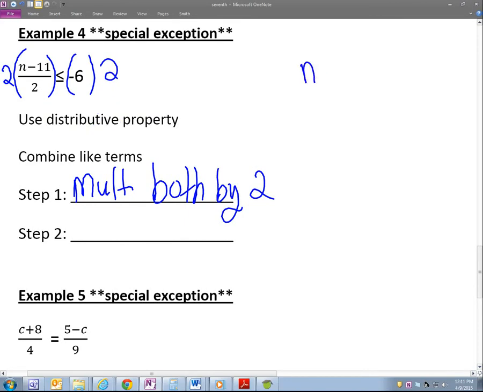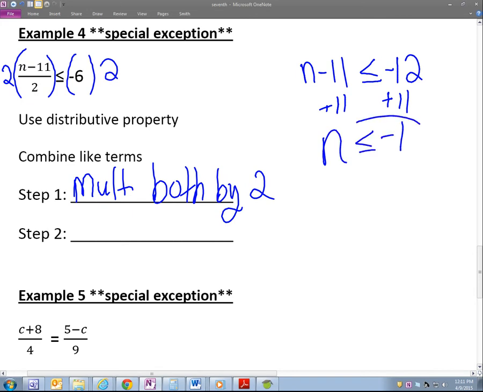So that leaves me with n minus 11 is less than or equal to negative 12. And the next step is going to be just add 11. So the variable wants to be by itself. Remember, they're asocial. So n is going to have to be less than or equal to negative 1.